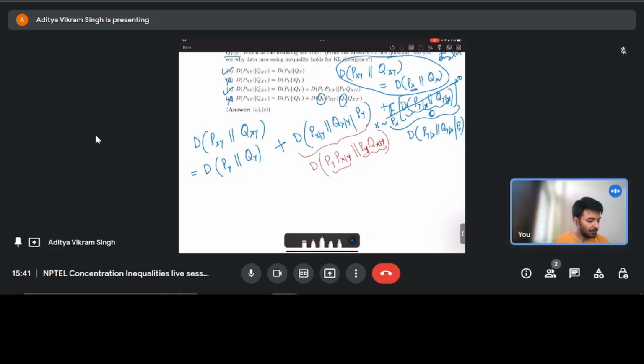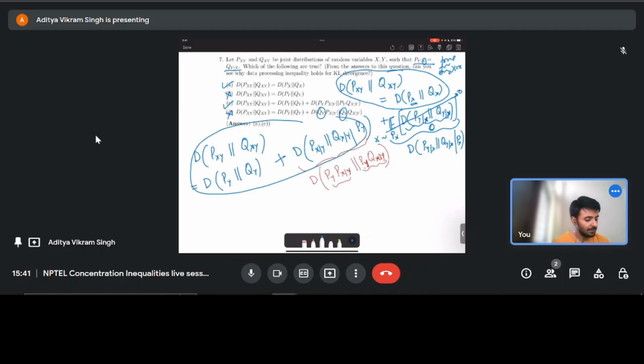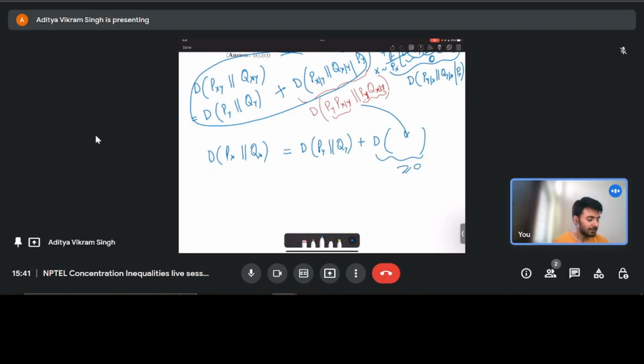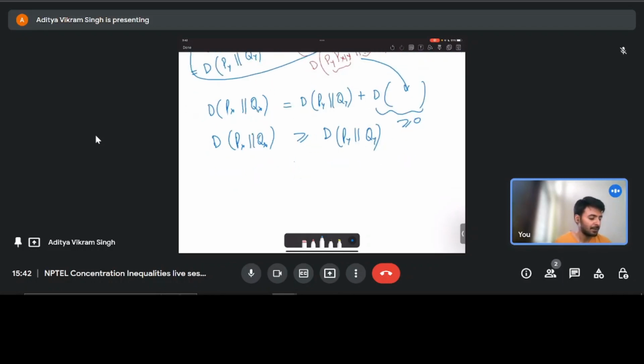Okay, so we have these two formulas for P_XY and Q_XY, the KL divergence between P_XY and Q_XY, which means that D(P_X || Q_X) is equal to D(P_Y || Q_Y) plus D of something. And this we know is greater than or equal to 0 because this is a divergence. So what this means is D(P_X || Q_X) is greater than or equal to D(P_Y || Q_Y). And this is called the data processing inequality.